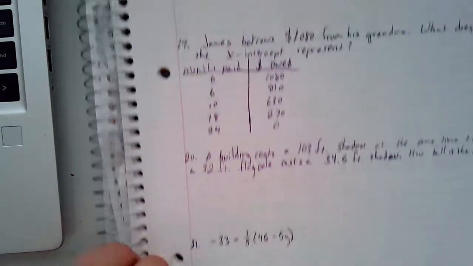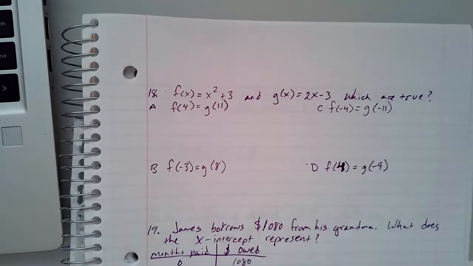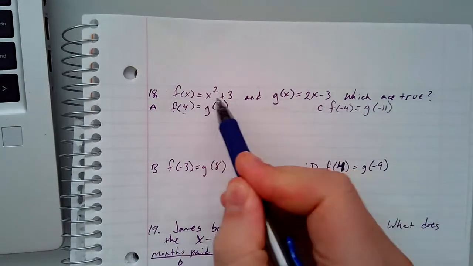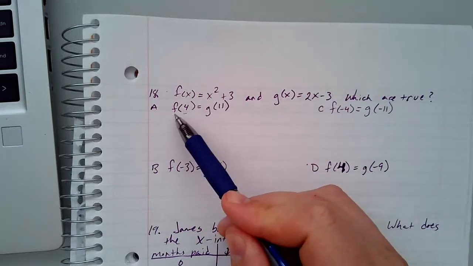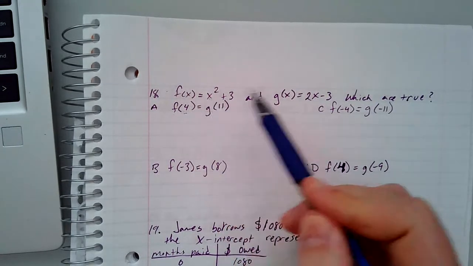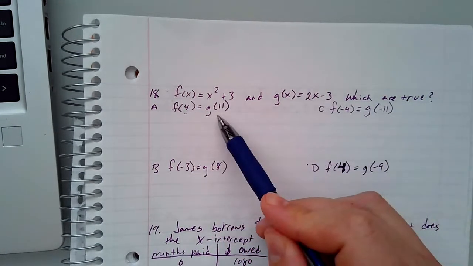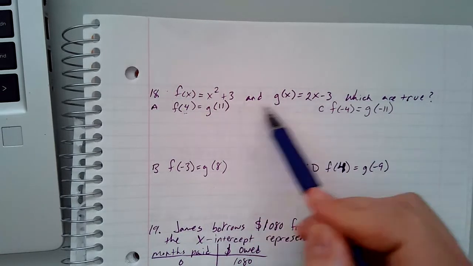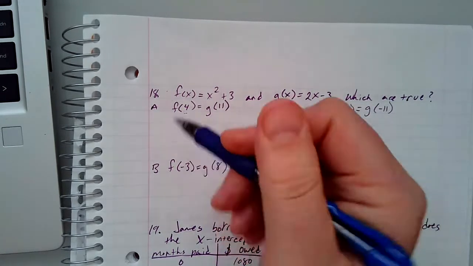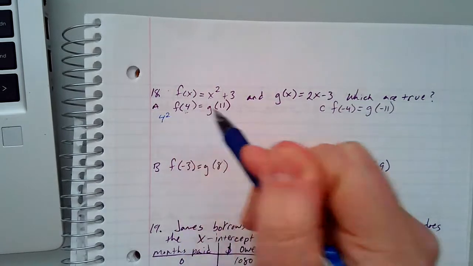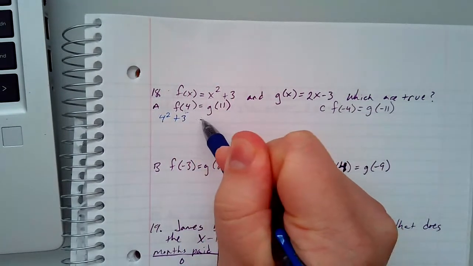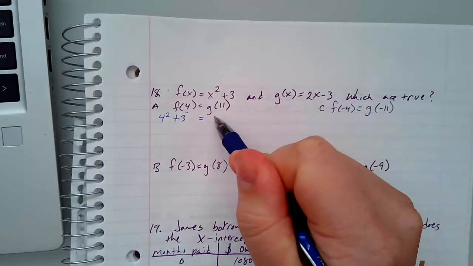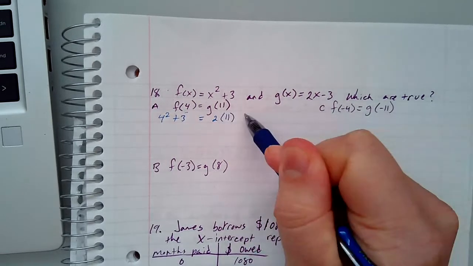All right, number 18. It says f of x is equal to x squared plus 3, g of x is equal to 2x minus 3. What are true? So basically, we're going to input all of our values in parentheses for the x's of the corresponding equations. So when it says f of 4, we're going to plug in 4 for the x in all the f equations. And when it says g of 11, we're going to plug in 11 for the x in the g equation. So this is saying what is 4 squared plus 3 equal to 2 times 11 minus 3.